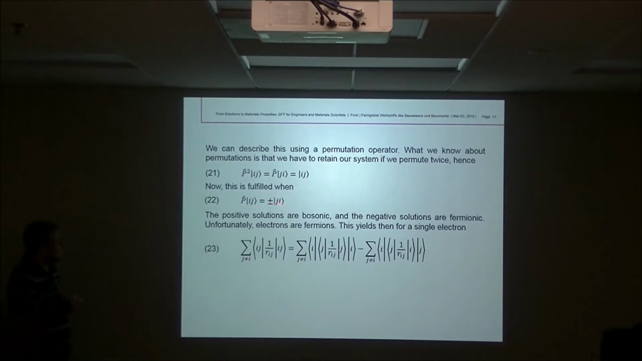The positive solutions to this are bosonic, and the negative solutions are fermionic. You can look at quantum statistics for a full derivation of this, but it's not necessary to understand. So what we have is we permute once and we get the negative. So we have a minus here in front of this. In this case, when we have to check for both possibilities, this integral or this sum is actually two sums.